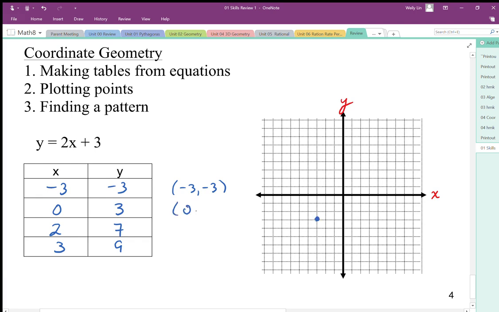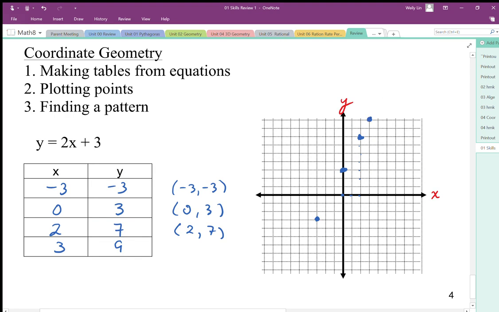Here's going to be 0, 3. So I'm going to go 0 to the start in the middle, 0 to the right, 3 up. This ordered pair is going to be 2, 7. So I'm going to go 2 to the right. Always horizontal is first. Vertical is last. 1, 2, 3, 4, 5, 6, 7. Okay, I'm just checking it. Yeah, it all seems to be lining up right now, which is what I should expect. 3 over, 9 up. There's the other point.